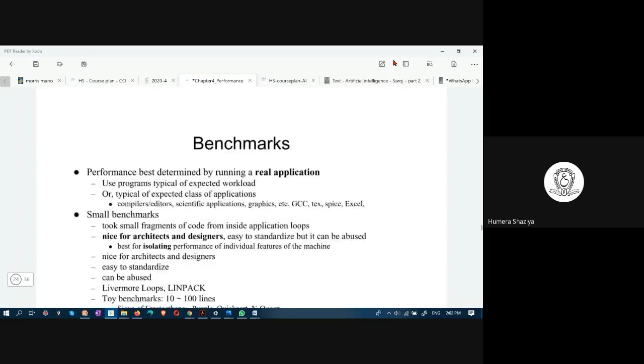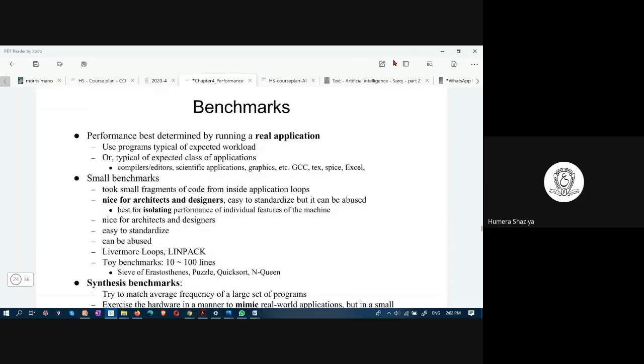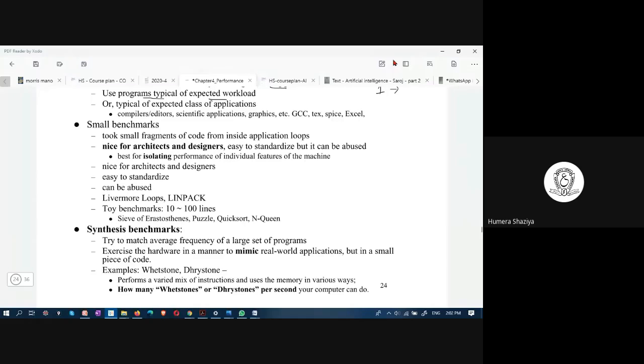All right. So what is a benchmark? Performance is best determined by running a real application. Use programs of typical expected workload. Suppose you give 100 programs for execution to your CPU. That is a real application. And then you see in 1 second how much workload it is completing.